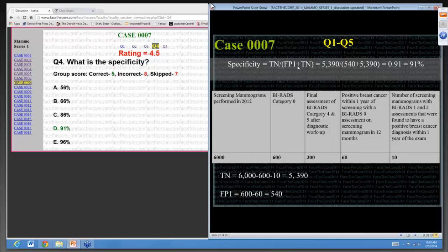False positive one is no known tissue diagnosis of cancer within 1 year of a positive screening examination. There's false positive two and false positive three. I'm not going to go into that because we don't have enough time, but just know the definitions. That's really important. Understanding what is specificity, sensitivity, and you may have to calculate as well. This is the calculation for specificity in this particular case.